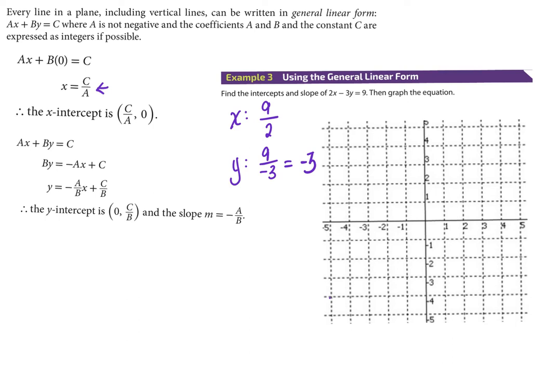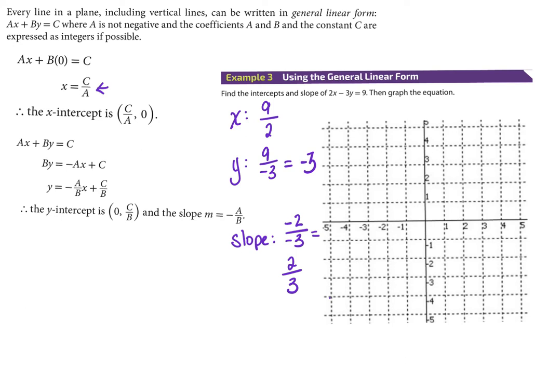And then my slope. They also want slope. Slope is going to be negative a over b. Negative a is going to be a negative 2. B is a negative 3. That is going to be positive 2/3. All right, so you can very quickly find your intercepts and your slope using those shortcuts. You zero out one and find the other. Slope is always going to be what happens when you move your a over and divide by your b.